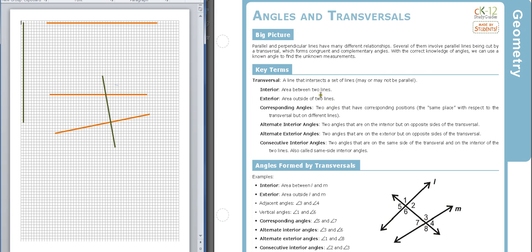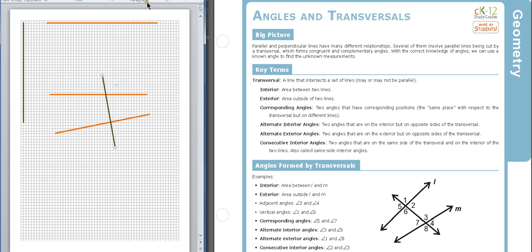So here are the key terms. We have a set of lines. Let's say that these are the orange lines here. These two lines are cut by a transversal, this green line. Now, the lines don't have to be parallel. They can be, but they don't have to be.